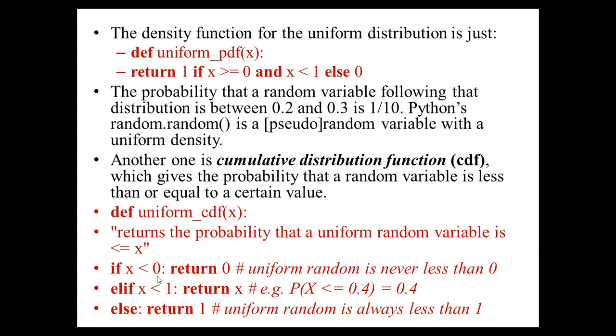If x is less than 0, then we return 0. Else if x is less than 1, we return x. Here we want the distribution between 0 and 1. And else, if x is neither less than 0 nor less than 1, then we return 1. So uniform random is always less than 1.